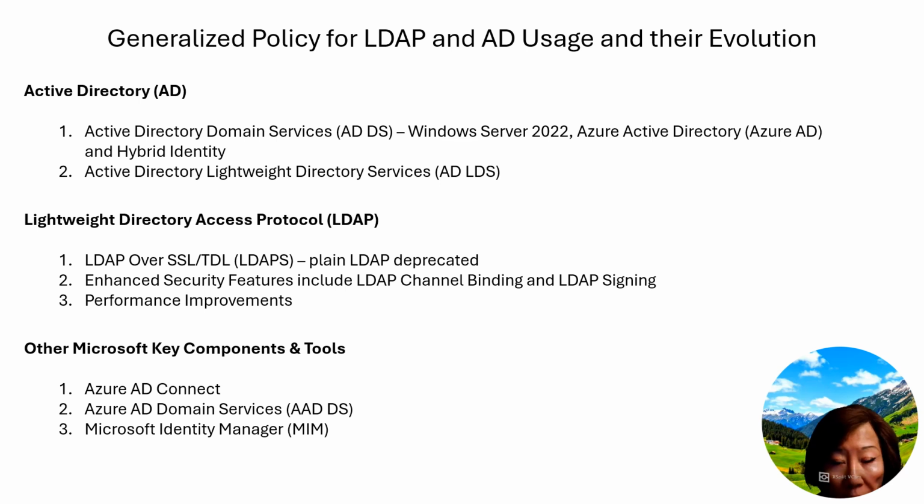The third one, hybrid identity. Hybrid identity is a modern deployment, often used as a hybrid identity approach, integrating on-premises ADDS with Azure AD to provide seamless identity management across on-premises and cloud environments. So these are the three different variations under Active Directory. They have different purposes, but they're under the AD umbrella.